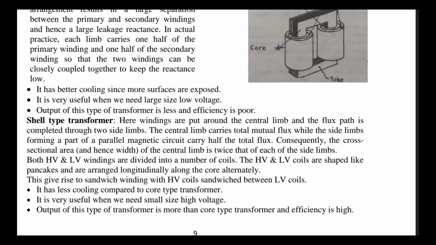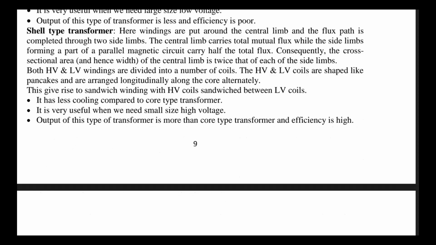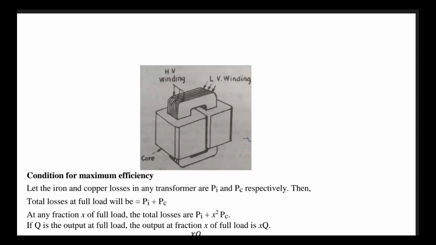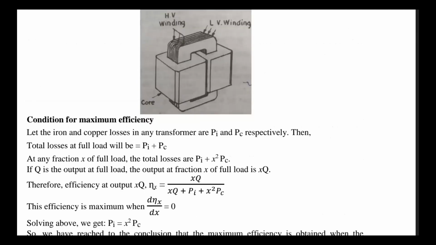So these are the main similarities and differences between the core type and shell type transformer. And since the winding is done on the central limb, the central limb carries the whole of the total flux, while it is divided half and half in case of the core type transformer. So this is the diagram of the shell type transformer.